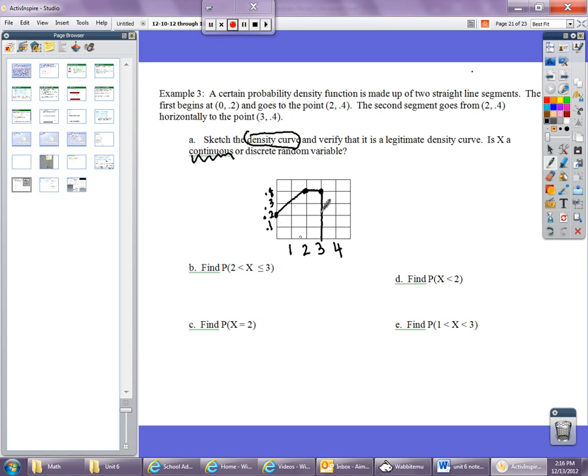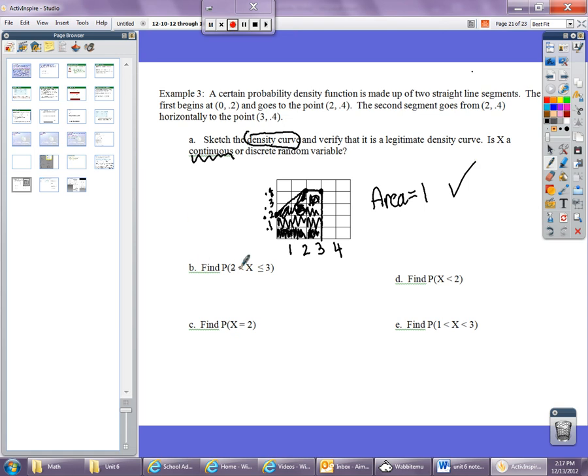We have to confirm that all this area is equal to 1. Well, how much are each of these boxes valued at? Well, this first box is 1 times 0.1, so that must be that each box represents a tenth of the area. So there's 1 tenth, 2 tenths, 3 tenths, 4 tenths, 5 tenths, 6 tenths, 7 tenths, 8 tenths, 9 tenths. So I have 9 full boxes that represent a tenth, and then I have a half of a box and a half of a box, so there's my other tenth. So all of my area is equal to 1 under the curve. So that's how I know that I have a legitimate density curve.